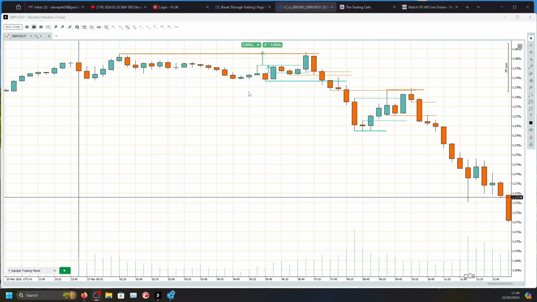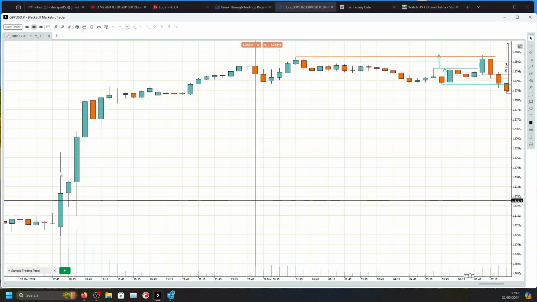Right, I was asked a couple of questions, one of them relating to the lines that I draw. Like in this case, you see, I drew this line when price stopped making new highs at this point, and of course this is coming off.